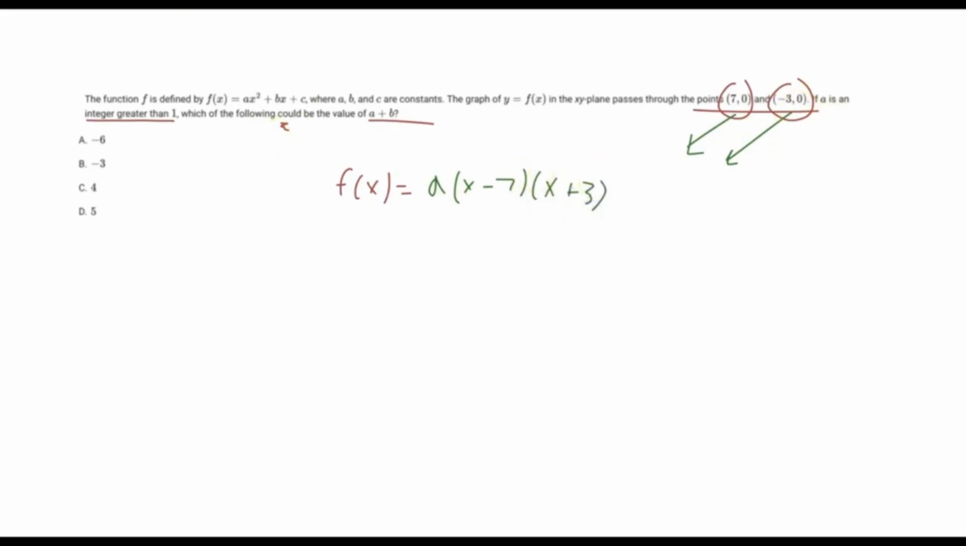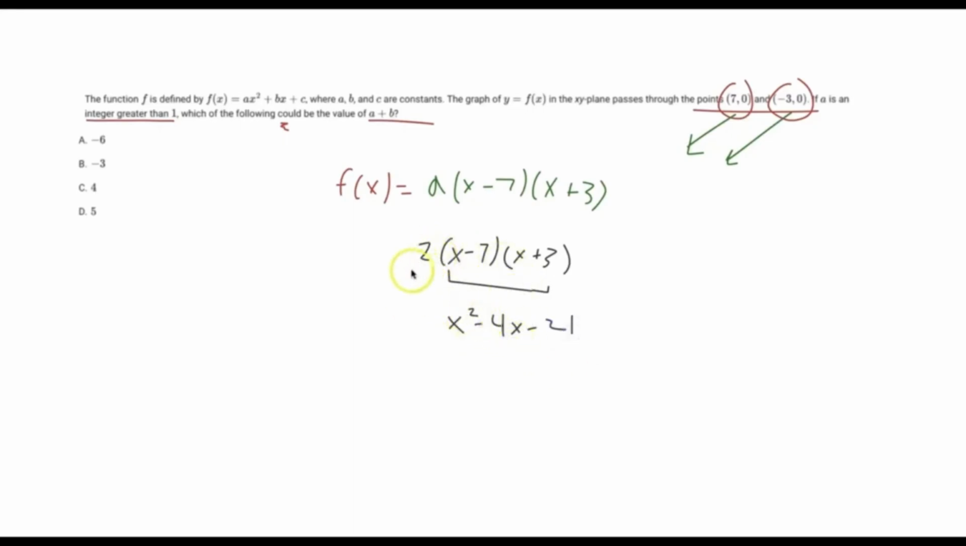That's interesting. But now to actually expand this out and get a value for b, what you might realize here is that we need to actually have a value for a. So it says a is an integer greater than 1. Well, what's an integer that's right above 1? Well, 2. So let's just have a value of 2 for a. Then we have 2 times x minus 7, and then x plus 3. Now we can just expand this out. So let's just do this part first. We have x squared, and then we'll get negative 4x, and then minus 21.